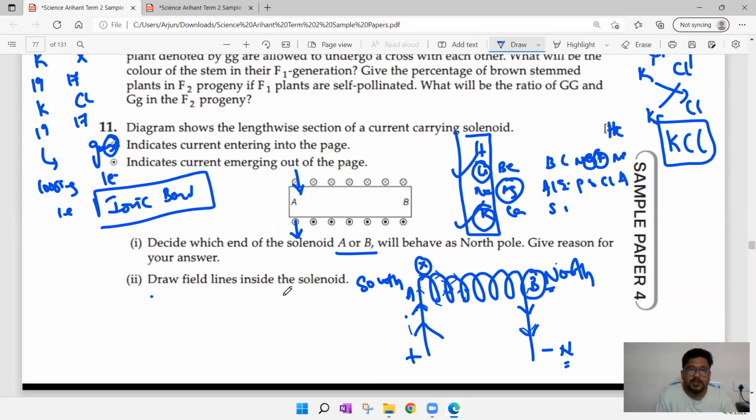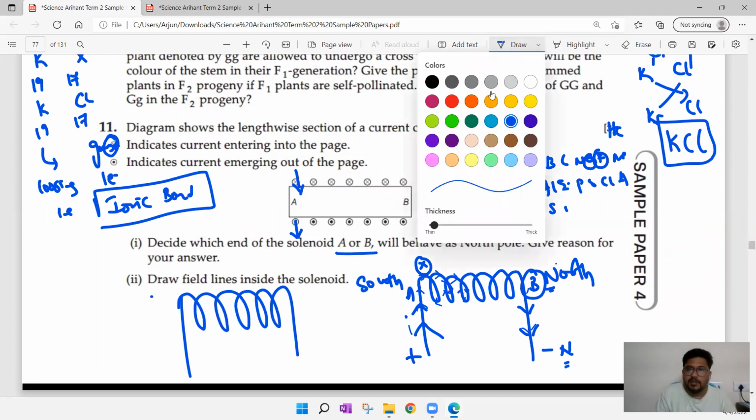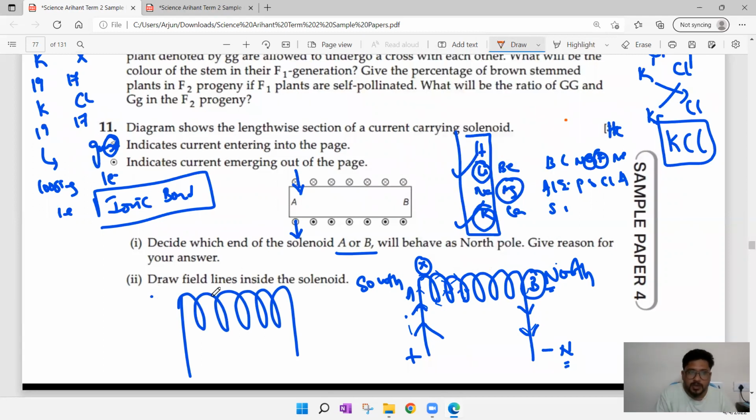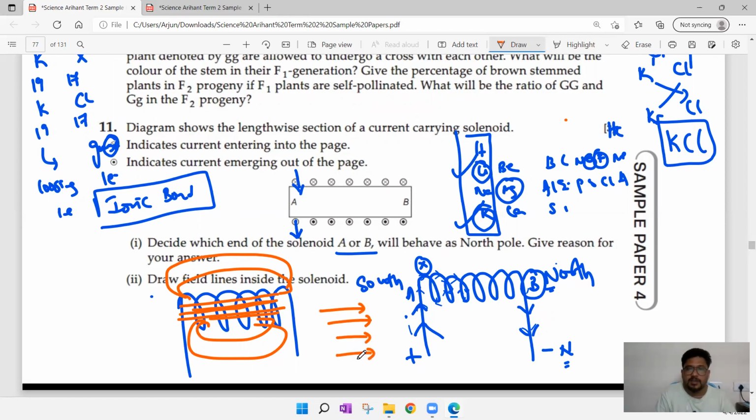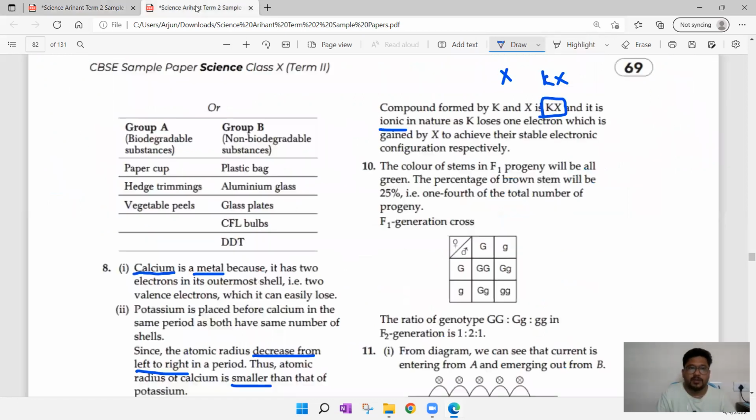Draw field lines inside the solenoid. Many times you might have learned, when current is passed, what about the magnetic field? Outside the solenoid, it will be like this, and inside, the lines will be parallel to each other. So magnetic field lines will be parallel to each other like this. That is the answer you have to write.